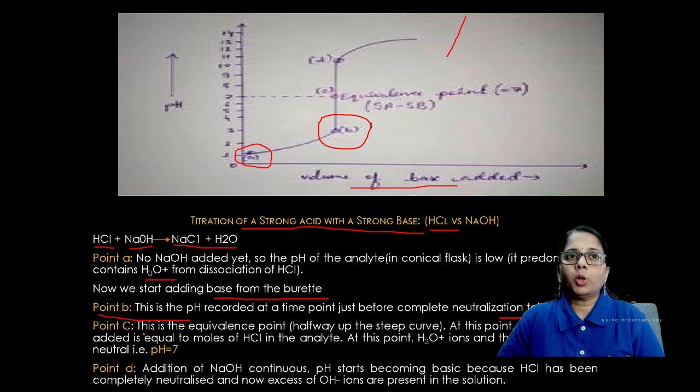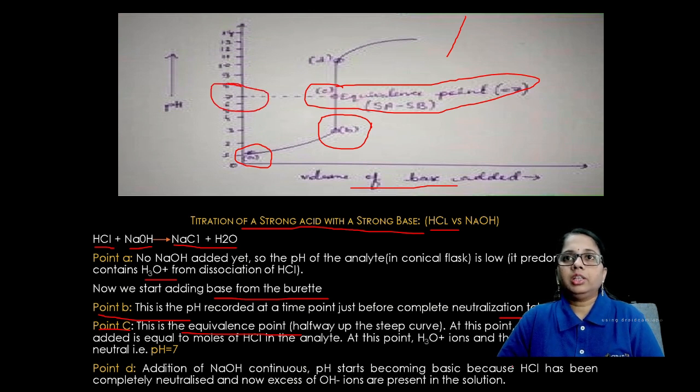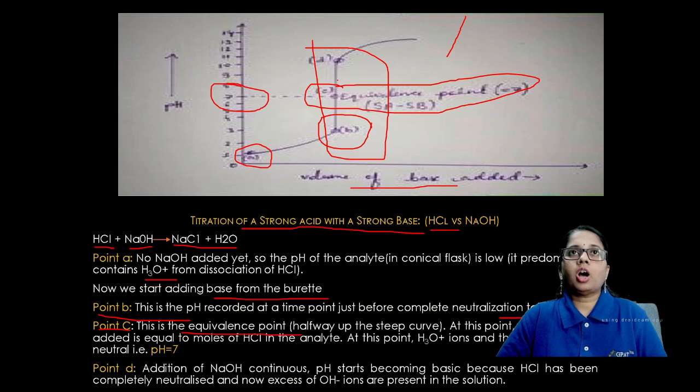Now coming to point C. Here point C is the equivalence point, halfway up the steep curve. That is here, this is the equivalence point. This is where the pH halfway through the neutralization is going to happen. If you see the total curve, it is very steep, so half of that value is going to be taken here as the equivalence point. At this point the neutralization completely takes place.